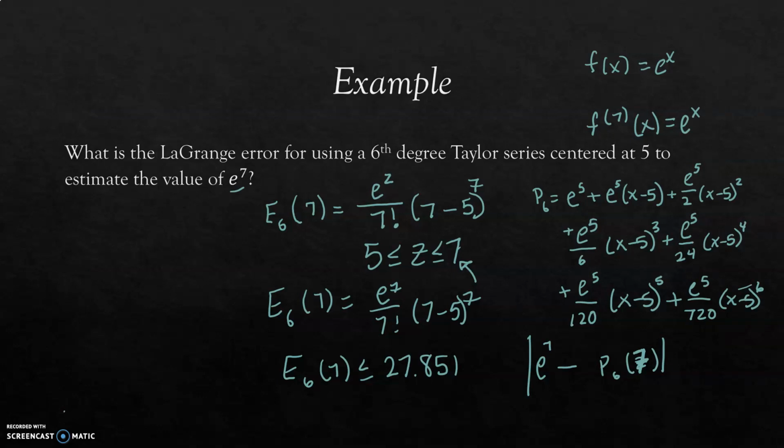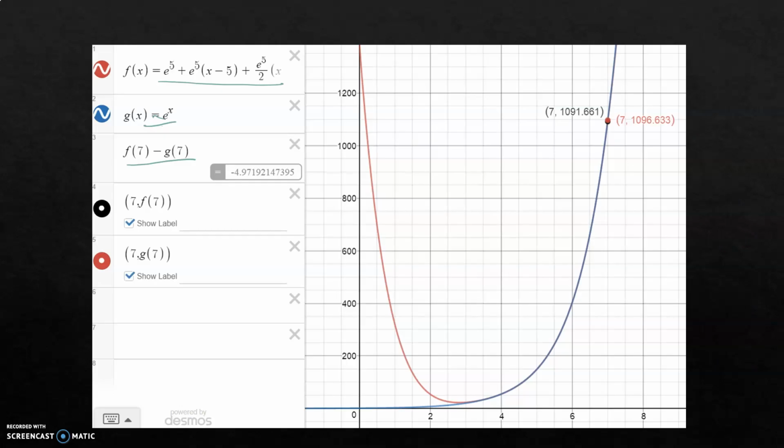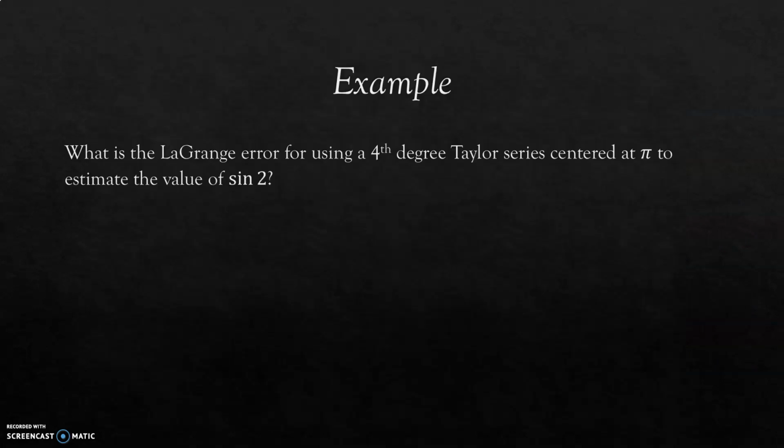So Lagrange error is promising you that it's no worse than that. It might be quite a bit better, but it's no worse than that. And it certainly is less work than figuring out what the absolute error is. All right.